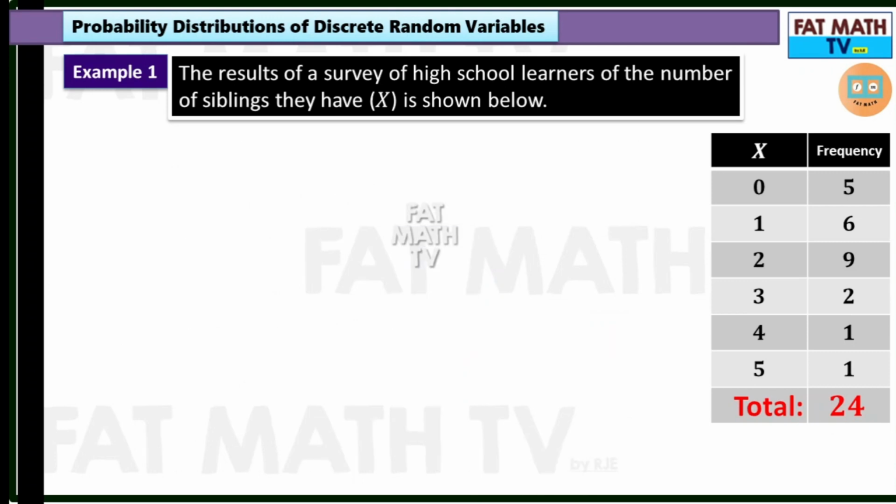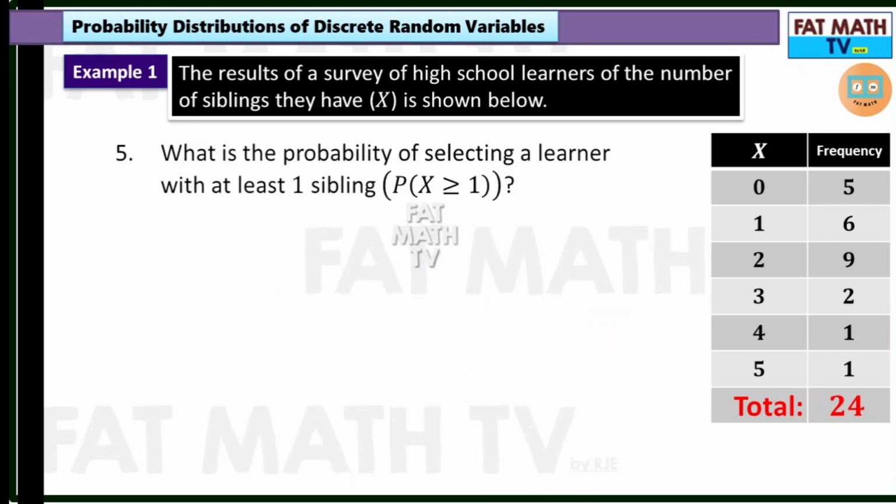Let's have more items. Number 5. What is the probability of selecting a learner with at least 1 sibling? So at least 1 can be 1, 2, 3, 4, or 5. So that is 6 plus 9 plus 2 plus 1 plus 1. That is 19 out of 24. And that is already in simplest form.